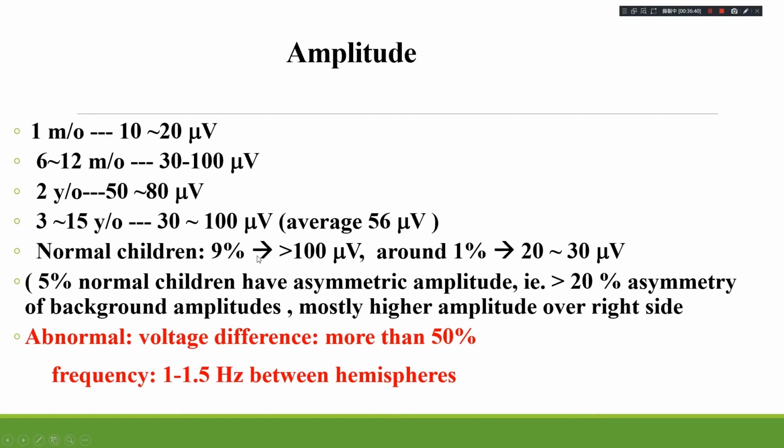In 9% of normal children, the amplitude will be more than 100 microvolts, which is normal. And usually we can accept a normal amplitude asymmetry, for example a 20% difference between the right side and left side, which is normal, usually with higher amplitude over the right side. When the voltage difference is more than 50% of the amplitude, we call it abnormal. For frequency, an asymmetry of around 1 to 1.5 Hz is acceptable.